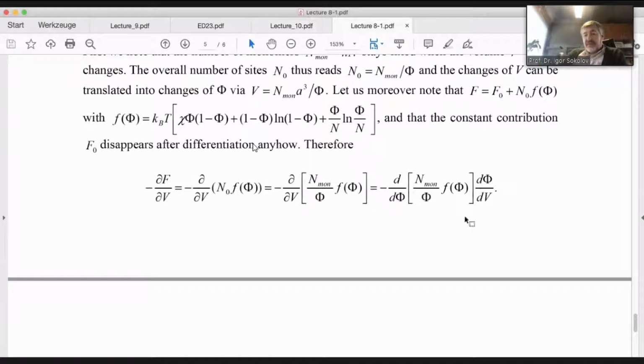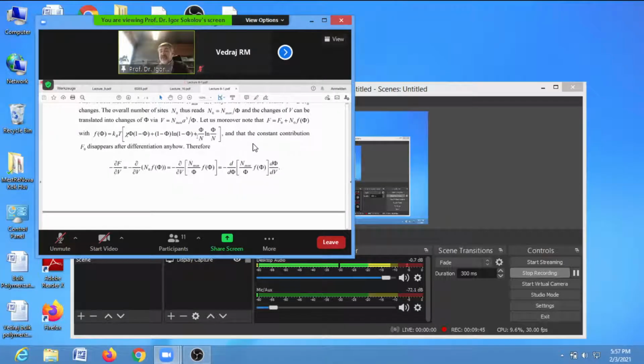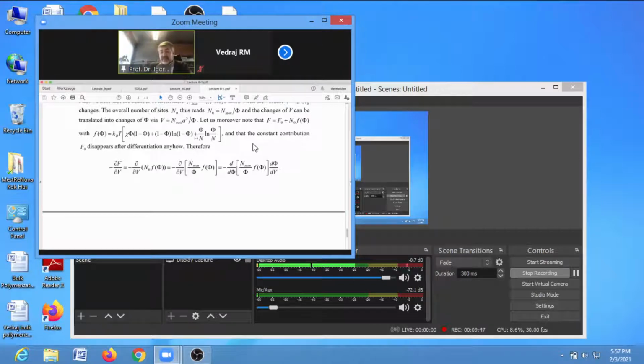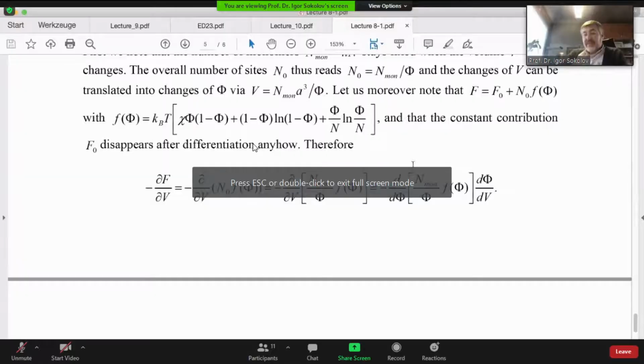This was our expression for the osmotic pressure. It was the derivative over phi of n, the total number of monomers in my longer polymer, if I'm considering the osmotic pressure of these longer polymers, divided by phi times f of phi, where f of phi is the form of the free energy, which is multiplied by kBT. So just remember this formula, f of phi divided by phi, and then I take the derivative of it.